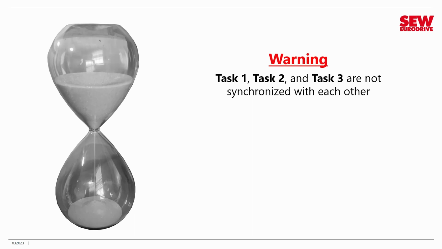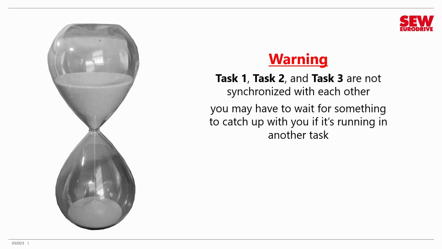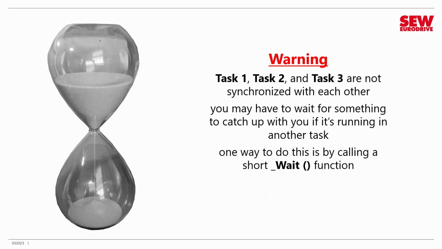Okay, just a few other things about multitasking. First of all, tasks 1, 2, and 3. A little warning, they are not synchronized with each other. They run totally independently of each other. You could say they are asynchronous with respect to each other. What that means is you may have to wait for something in one task to catch up with another. And one way you can do that if you want to be sure things have caught up is you could do a short wait function where you just wait a few milliseconds and give it time to happen.